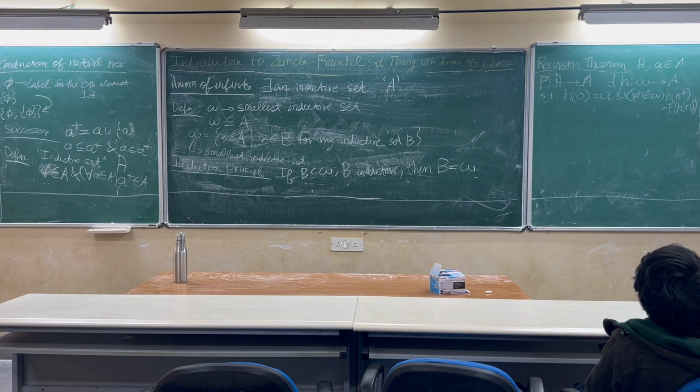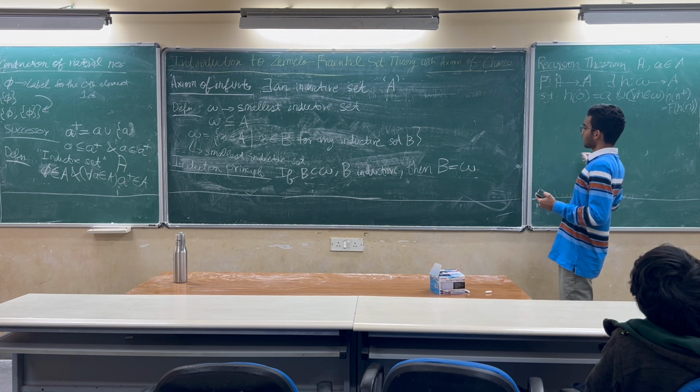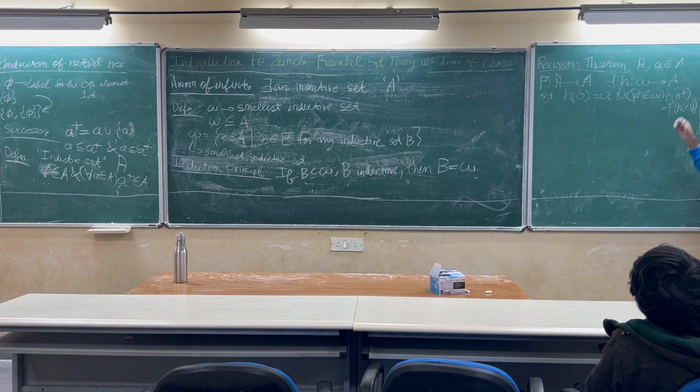So it's basically what we think of as inductive definition. We are defining the value of h at n plus 1 as some function of the value of h at n. This is what we call the recursion theorem, and it has a very nice proof, and the idea of the proof is to use approximating functions.